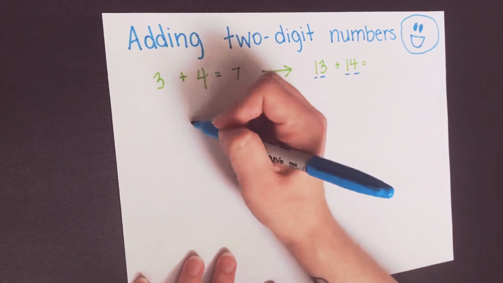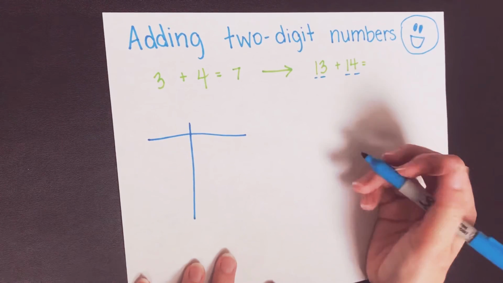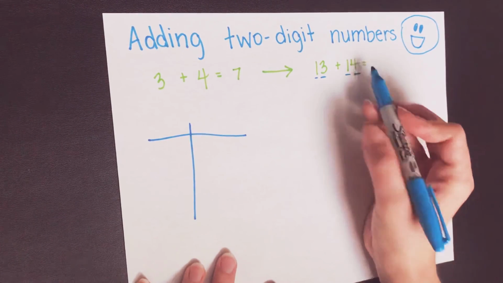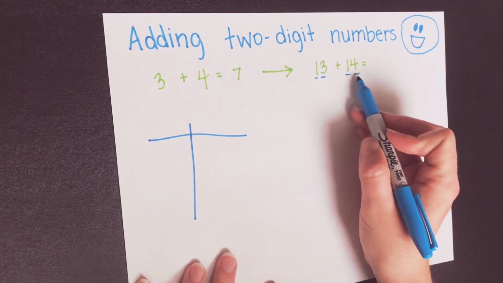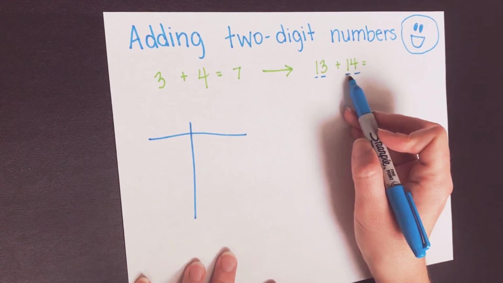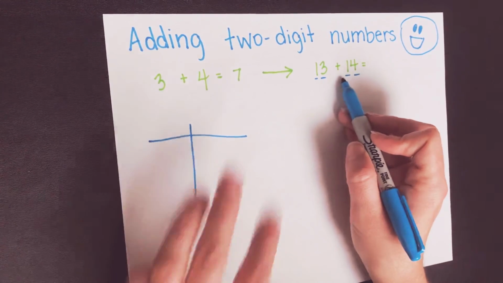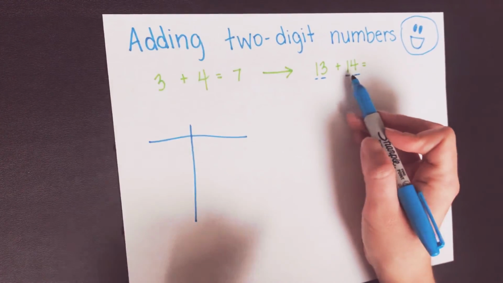One way that I'm going to do it is I'm going to make my place value chart. Now, I know that I have a ones place, right? My 4 is in my ones place. And I have a tens place, right? The 1 is in the tens place. I don't have a hundreds place. It's not a 3-digit number. It's just a 2-digit number.